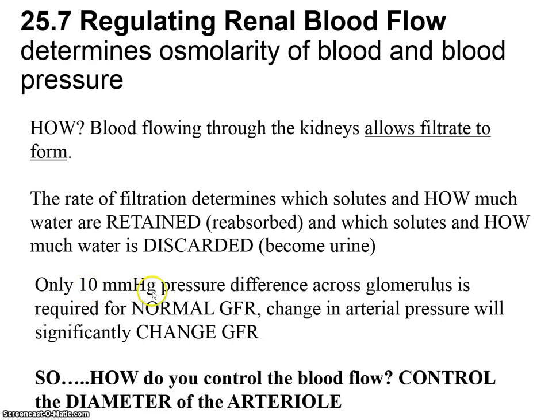There's only 10 millimeters of mercury difference, right, across the glomerulus, where filtration occurs, for normal filtration. And a change in arterial pressure will significantly change. So if our systemic arterial pressure, mean arterial blood pressure, changes, we could significantly change the glomerular filtration rate. So the simple way to control the blood flow, and you guys are doing this in PhysioEx to demonstrate this, is control the diameter of the arterioles, the afferent and efferent. This is again a unique capillary situated between two arterioles, which both can be readily controlled in their diameter, radius, and therefore in the flow of blood.